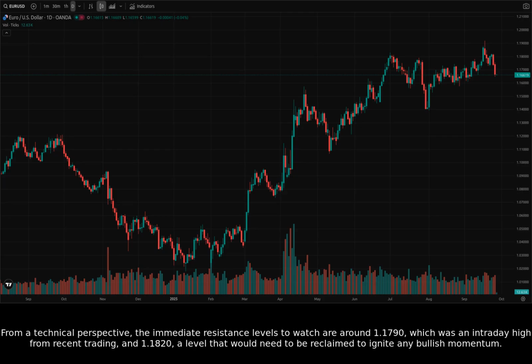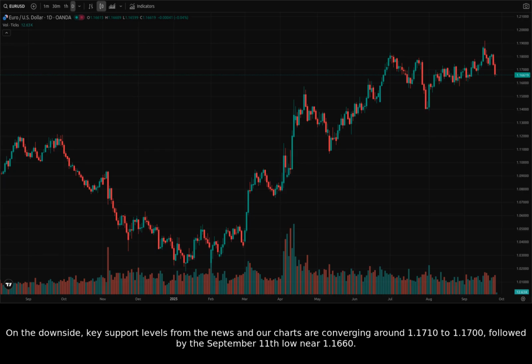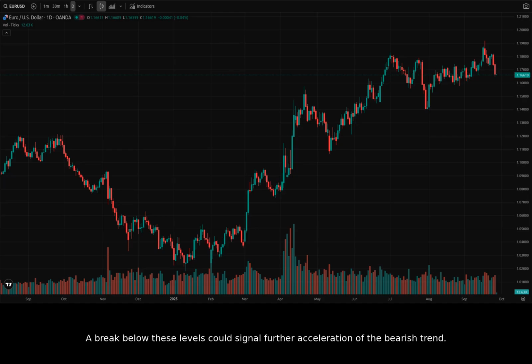From a technical perspective, the immediate resistance levels to watch are around 1.1790, which was an intraday high from recent trading, and 1.1820, a level that would need to be reclaimed to ignite any bullish momentum. On the downside, key support levels from the news and our charts are converging around 1.1710 to 1.1700, followed by the September 11th low near 1.1660. A break below these levels could signal further acceleration of the bearish trend.